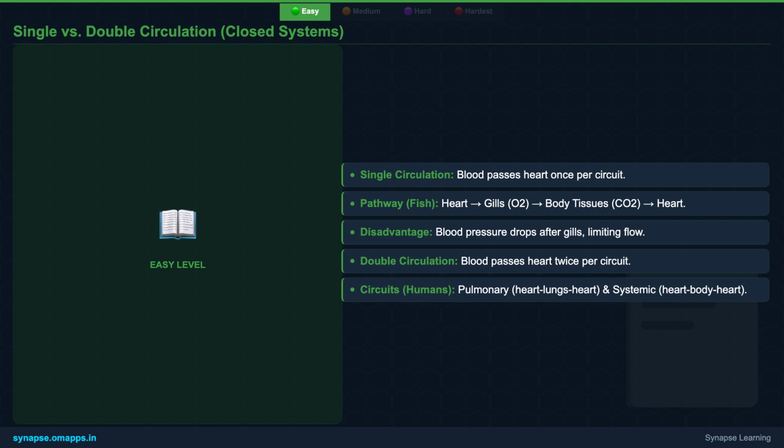Double circulation, found in birds and mammals, is more advanced. Here, blood passes through the heart twice in one complete circuit. It involves two separate loops: the pulmonary circuit, which carries blood between the heart and lungs for oxygenation, and the systemic circuit, which carries oxygenated blood from the heart to the rest of the body and back. This ensures higher pressure and more efficient delivery of oxygen to all tissues.